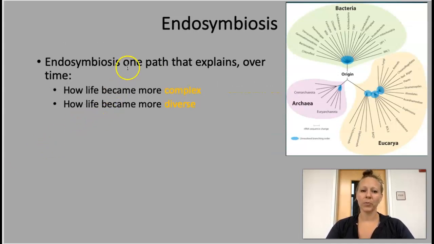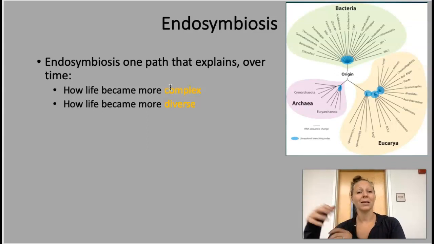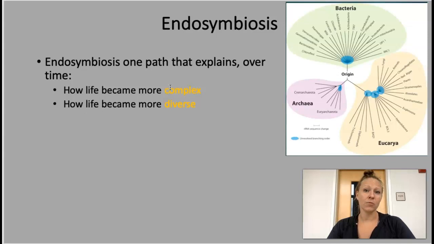Why is this important? Well, endosymbiosis, or the endosymbiont theory, is one path that explains how life became more complex over time. Life started out simple, meaning it had fewer pieces, and over time it becomes more complex. It has more pieces. It can do more things. It started off as prokaryotic cells, simply bouncing around in the ocean. But then it became cells that had complexity, that had organelles and could photosynthesize and could also be heterotrophic or consume things. So this is one way that we understand that life became more complex.